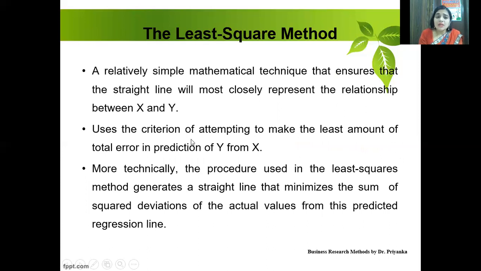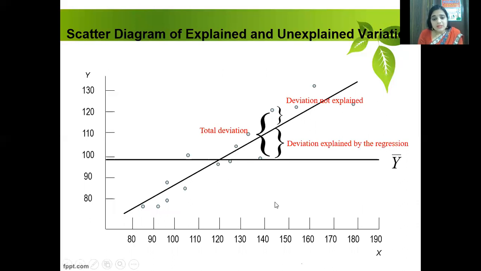It uses the criterion of attempting to make the least amount of total error in prediction of y from x. It would attempt to give you the least amount of error while predicting y from x. For example, on the x-axis is your advertisement budget and on the y-axis is your expected sales, right? How much advertisement should you go with so as to expect this much of the sales?